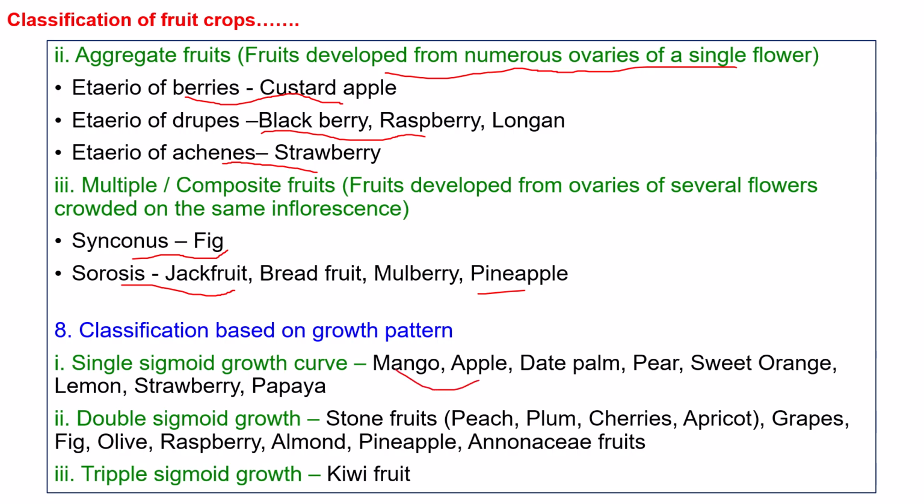Examples are given here. And double sigmoid growth curve, examples: stone fruits, grapes, fig, olive and raspberry. And triple sigmoid growth curve, the example is kiwi fruit. This question, for example, on triple sigmoid growth curve, has been asked in many exams.